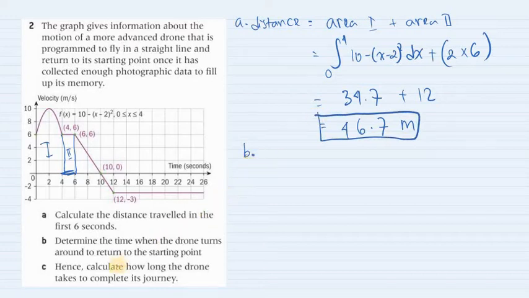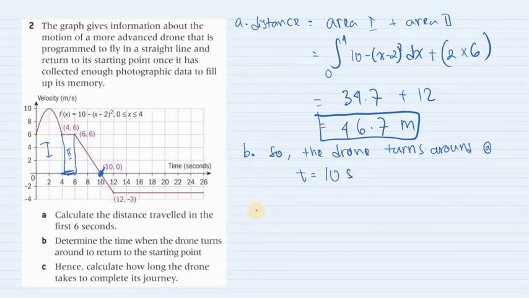For B, determine the time when the drone turns around and then returns to the starting point. Turns around means when the velocity is changing from positive to negative. It means when the velocity is 0, which is this one. So the drone turns around at t is equals with 10 seconds.